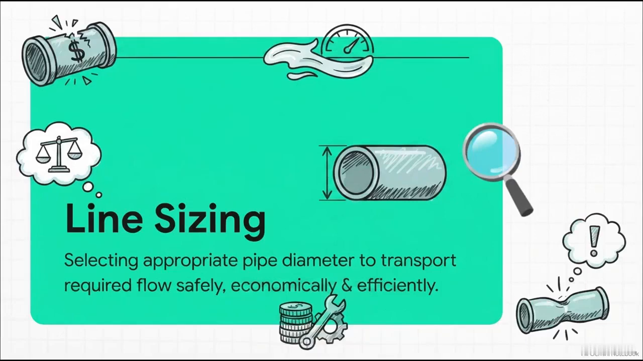So let's quickly get our definition straight. Line sizing is the process of selecting the appropriate pipe diameter to transport the required flow of fluid safely, economically, and efficiently. Notice those last three words. Sure, anyone can just pick a giant pipe that will definitely carry the fluid, right? But that's going to totally bankrupt the project. On the flip side, if you try to save cash up front by picking a tiny pipe, it might literally explode under the pressure. It's all about finding that absolute mathematical sweet spot.